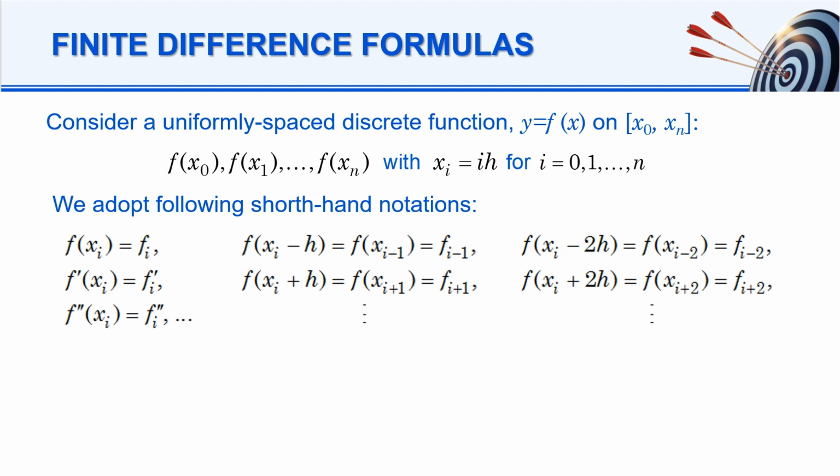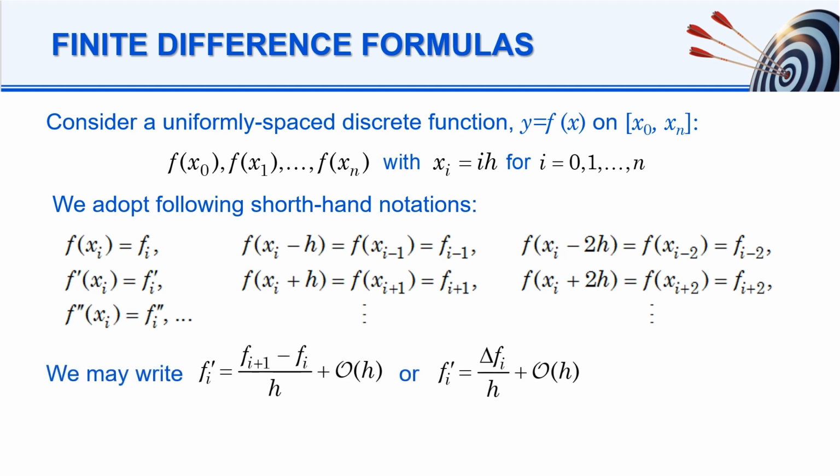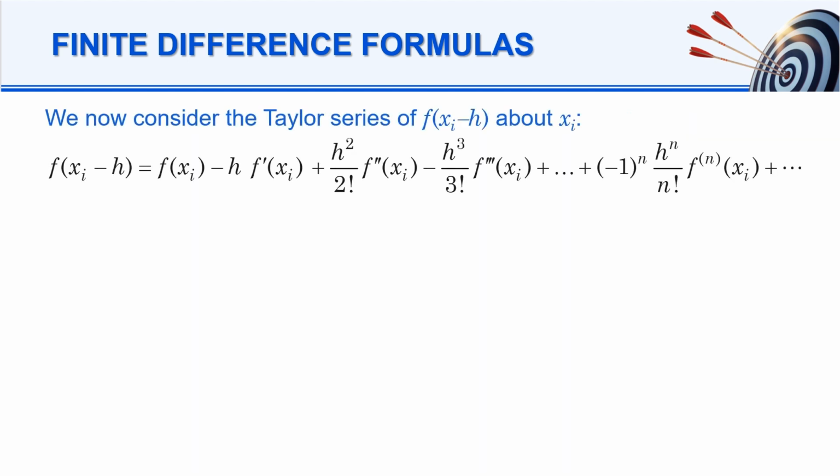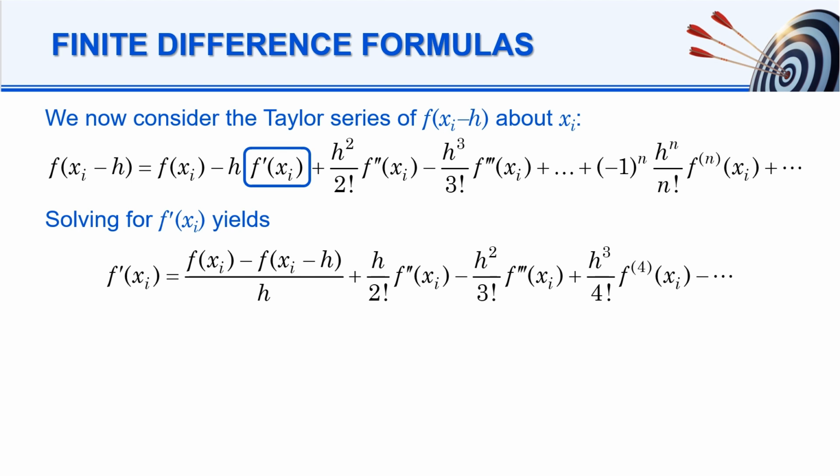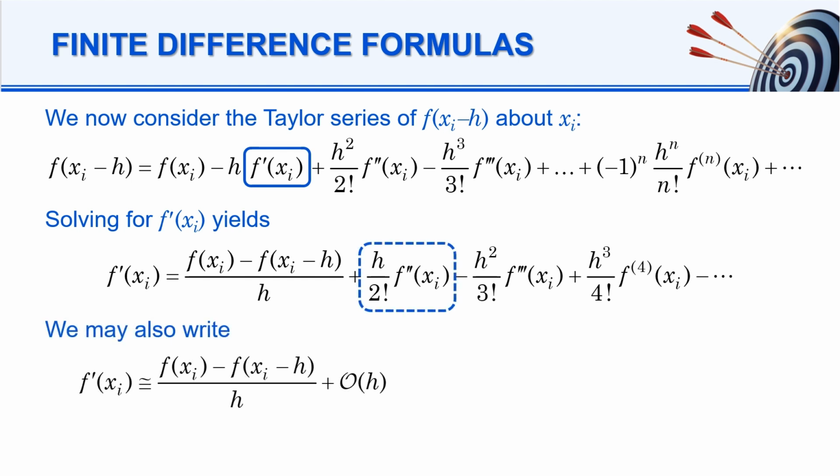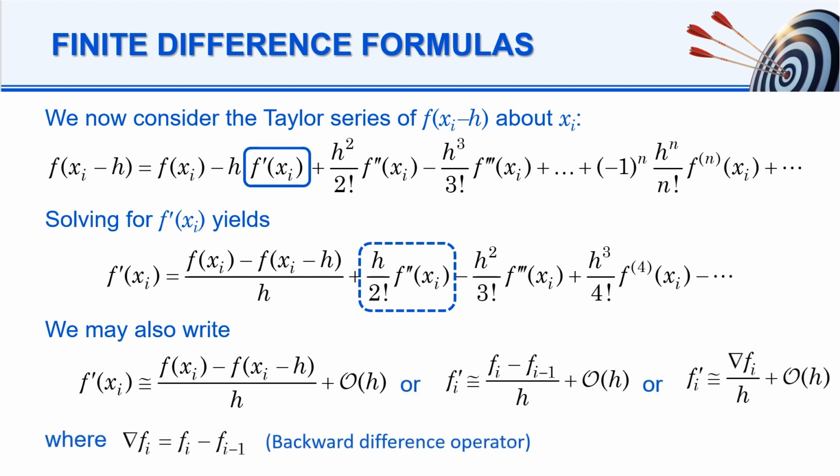Using the shorthand notation, we may write the first derivative as follows, where delta operator is the forward difference operator defined as follows. We now consider the Taylor series of f(xi minus h) about xi. Solving for f'(xi) yields the following expression. Note that the truncation error is first order, thus we may also write this as follows, where nabla symbol is used as the backward difference operator.